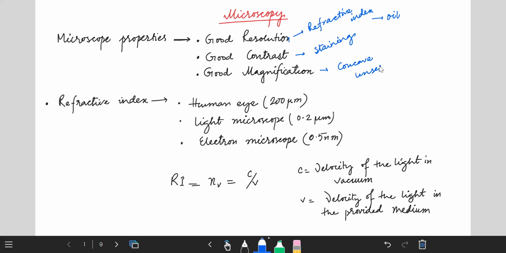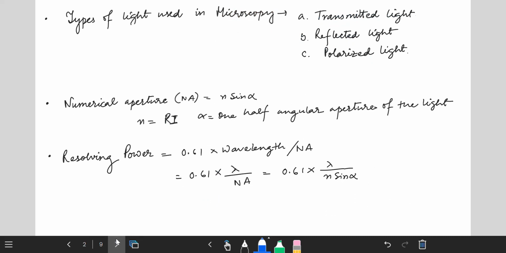This is the refractive index of human eye, light microscope and electron microscope. This is the mathematical formula of refractive index. You can see here, I am not repeating.